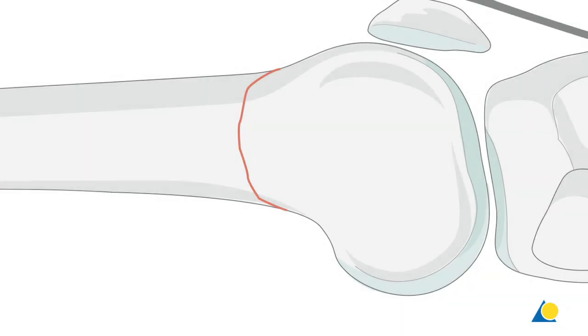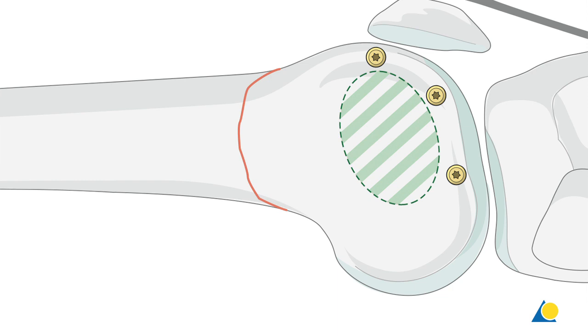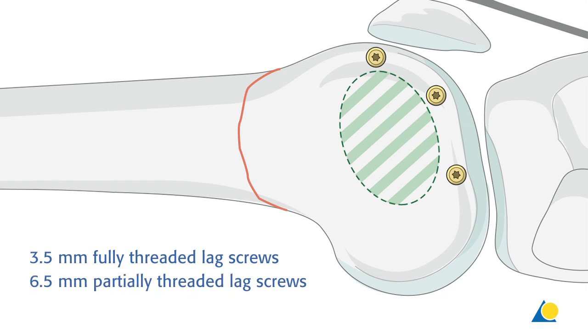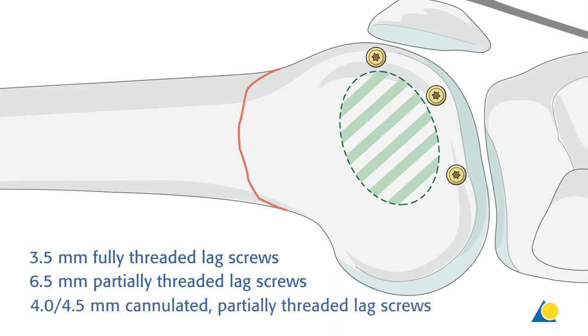To compress the joint block, 2 or 3 screws are placed from lateral to medial along the periphery of the articular surface. This leaves a free zone of bone for the placement of the plate. These screws may be fully threaded 3.5 mm lag screws, 6.5 mm partially threaded lag screws, or 4.0, 4.5 mm cannulated partially threaded lag screws.